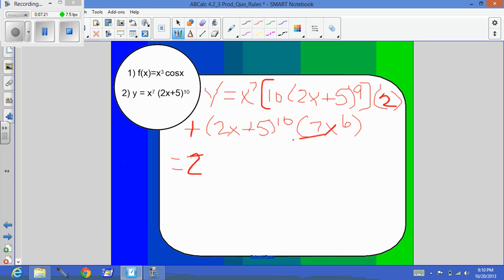Yes. Okay, so 20x to the 7th times 2x plus 5 to the 9th. And then plus, and there's not enough room for me to do this, so I'm going to go right down beneath it, 7x to the 6th times 2x plus 5 to the 10th.